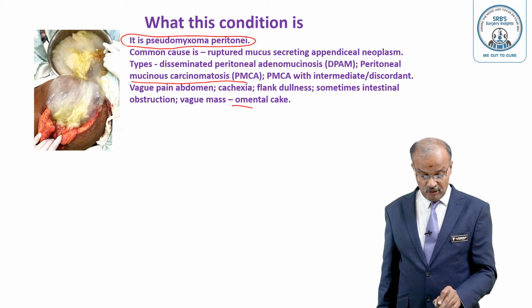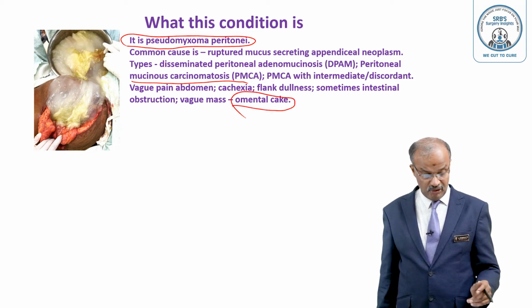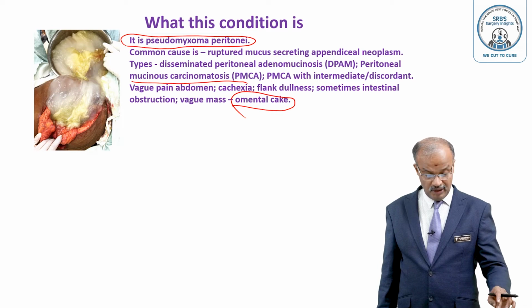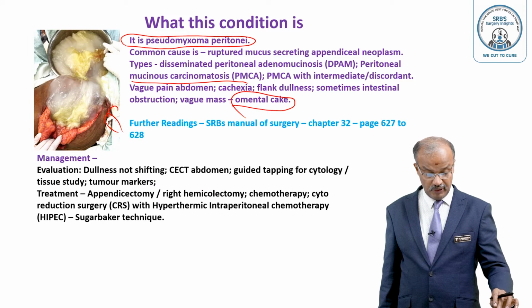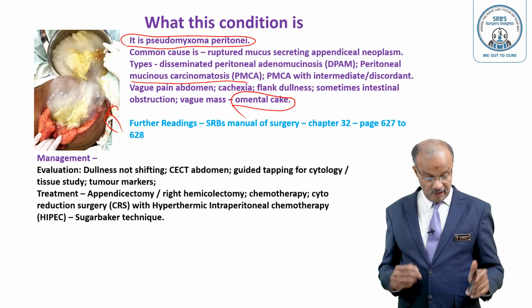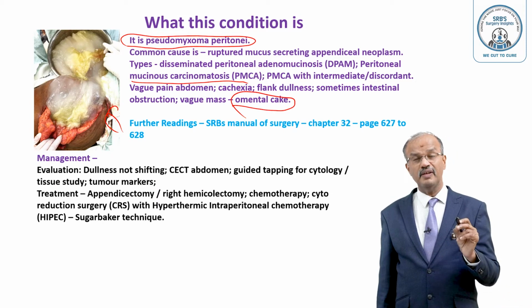Often it's called a vague mass or omental cake because everything is involved. So that is the typical look of this, very typical Pseudomyxoma peritonei. Dullness not shifting, all that is told.